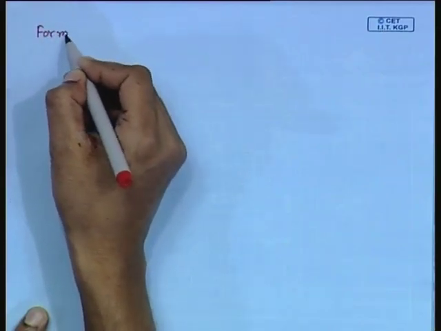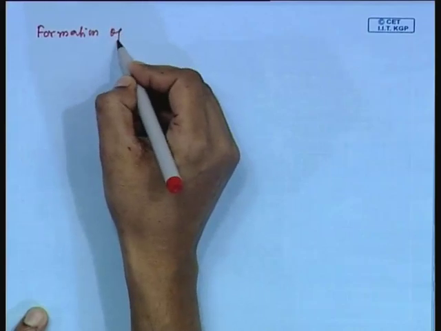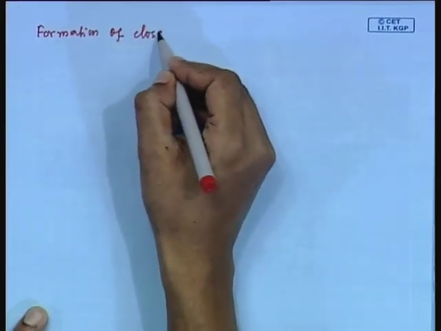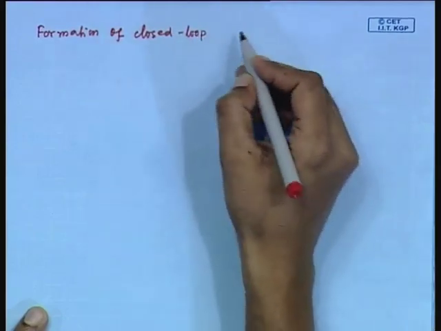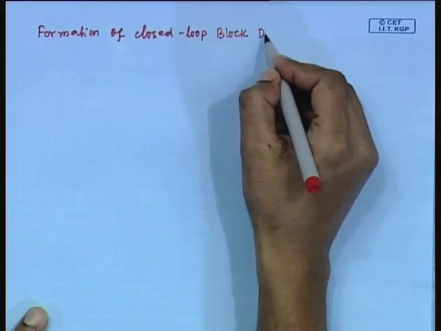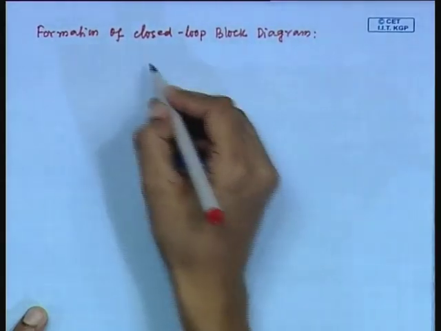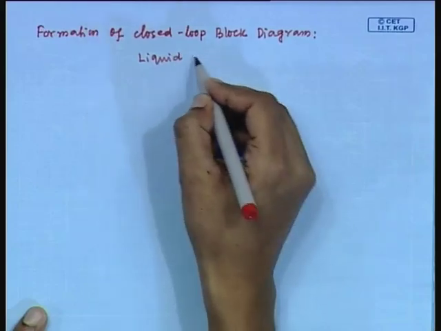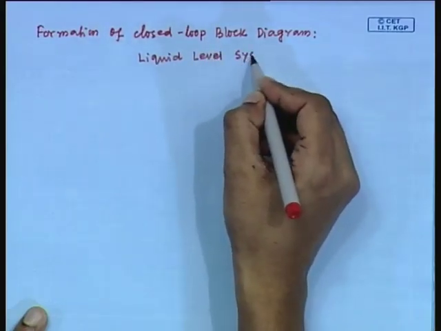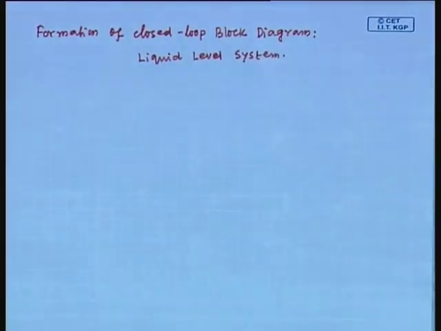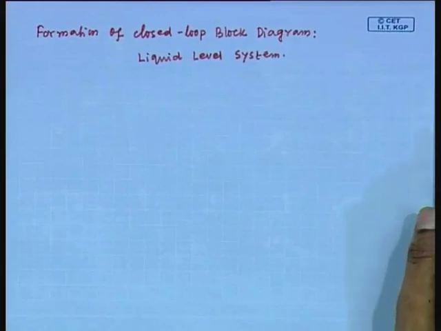So, next we will consider one example to discuss the formation of closed loop block diagram. For a liquid level system, we will discuss the formation of block diagram for a liquid level system.